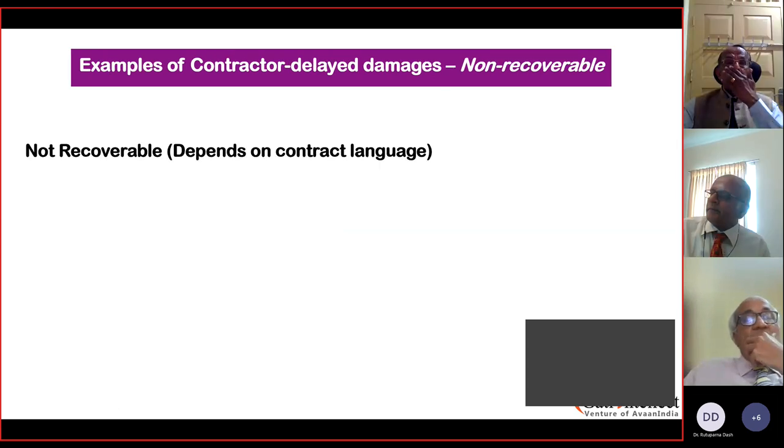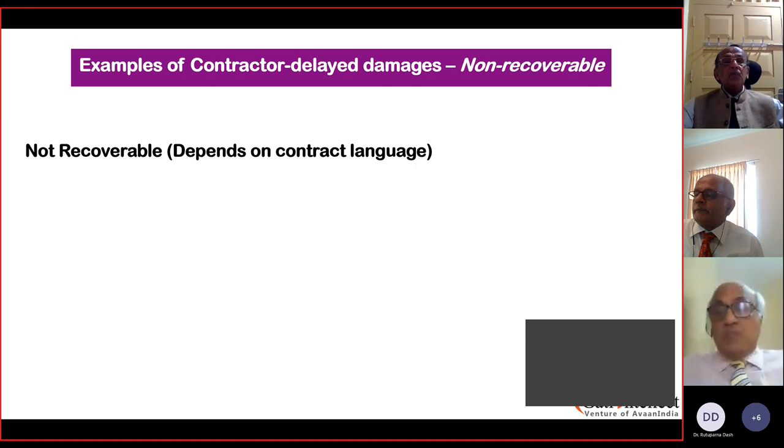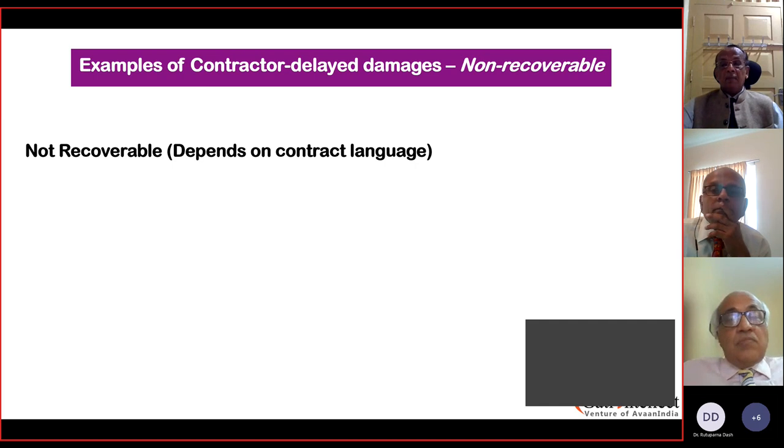Now, okay, we will make this one fast. Again, this on the contractor, delayed damages, not recoverable, depends on the contract language. See, this is what Sham has been trying to explain. The contract language is something which is very, very important. So you have to envisage quite a number of things at the time of making the contract.